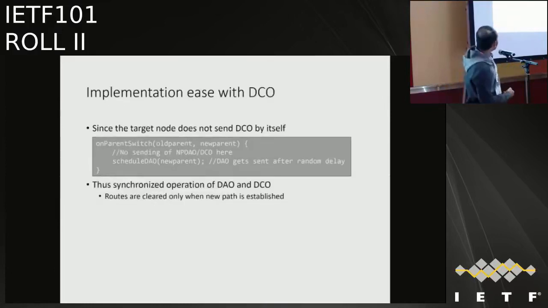So how does DCO help here? In case of DCO, the implementation is much more at ease, because you now don't have to initiate a route invalidation from the target node itself. The common ancestor takes care of it. It's a synchronized operation. One more big problem with the previous approach was that the NP-DAO was sent, it clears out the route in the previous path, and then it's an asynchronous operation, so there is scope for route downtime there. Yeah, Pascal?